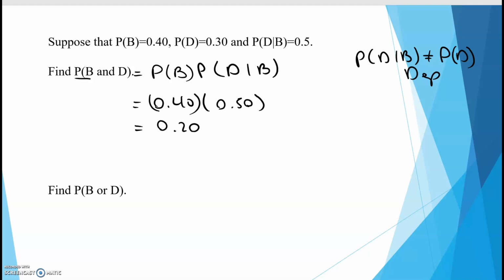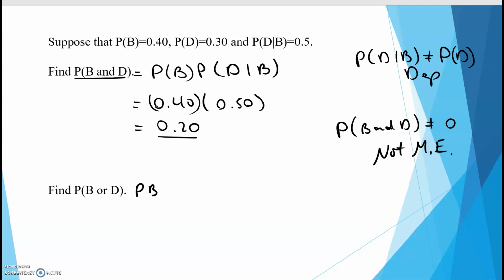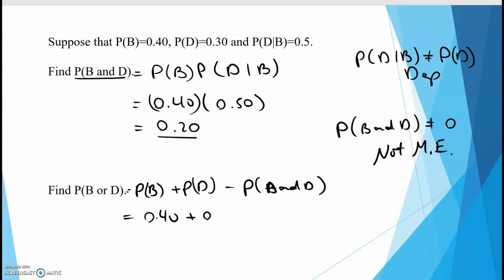Now, because the probability of B and D is not equal to 0, it is not mutually exclusive. So we need the probability of B plus the probability of D minus the probability of B and D. So that's going to be 0.40 plus 0.30 minus what we just found, 0.20, same thing as 0.50.